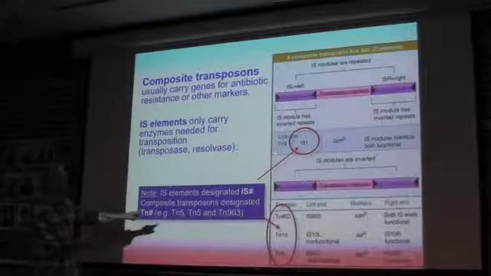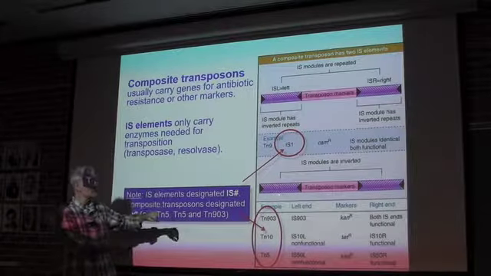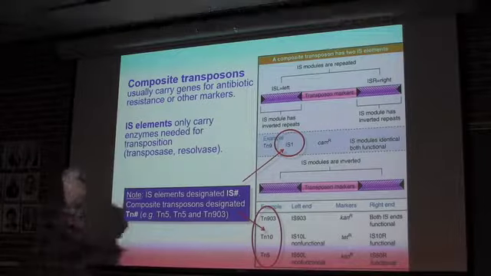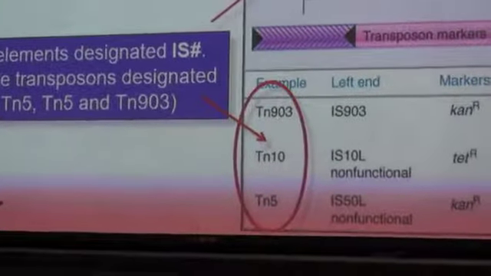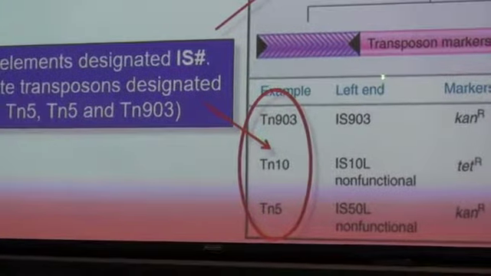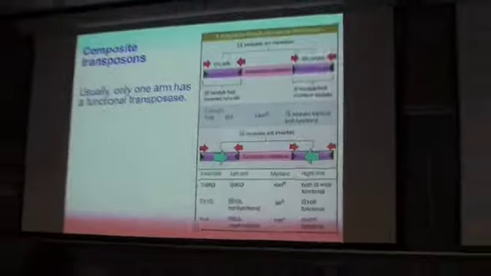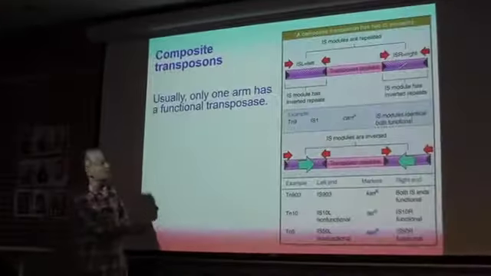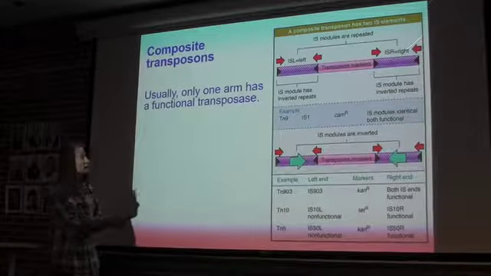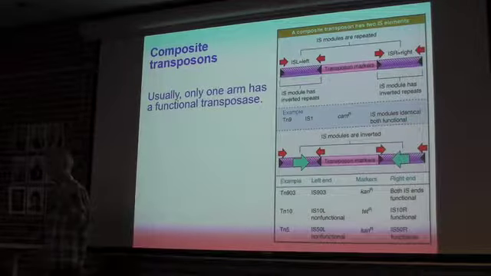Notice the way they are named. If it's an IS element, it's IS and then a number. If it's a composite transposon, it's given the designator Tn for transposon. Tn10 carries Tet resistance in between the two arms. Usually only one arm is functional, which means only one arm has an active transposase, the other one is full of mutations. All you need is one. One sort of acts as a helper for the other.